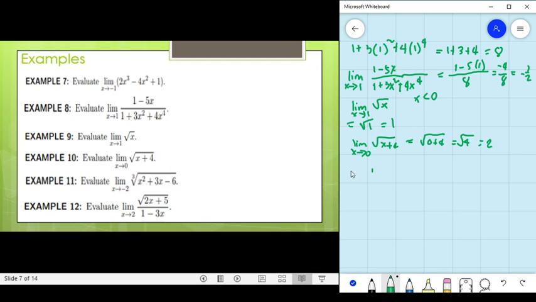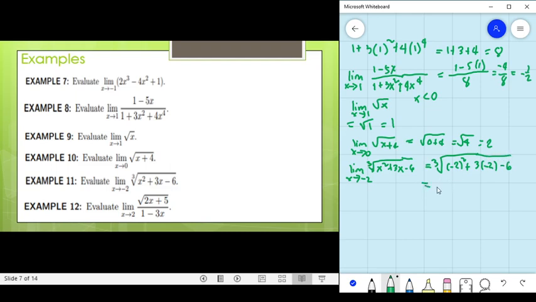Next is the limit of the cube root of x squared plus 3x minus 6 as x approaches negative 2. So finding the limit, we have the cube root of negative 2 squared plus 3 times negative 2 minus 6.